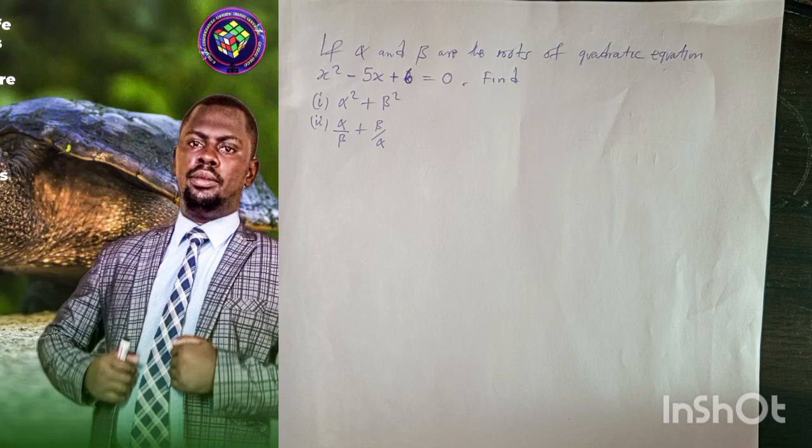If alpha and beta are the roots of the quadratic equation x squared minus 5x plus 6 is equal to 0, find 1. Alpha squared plus beta squared, and 2. Alpha over beta plus beta over alpha.